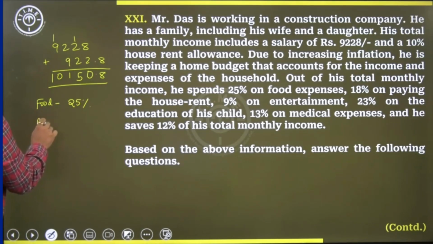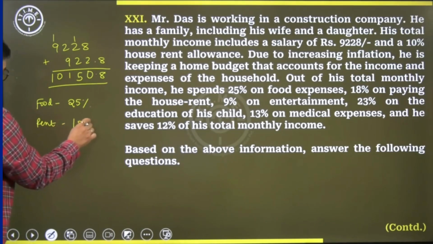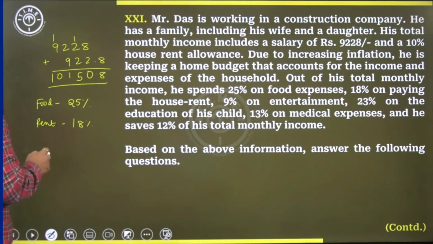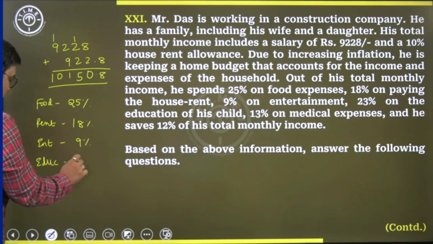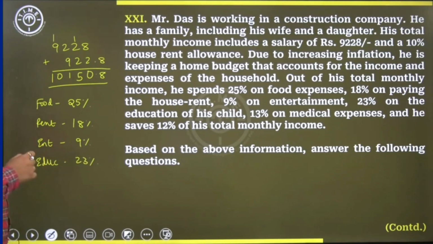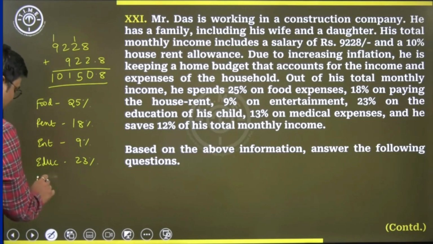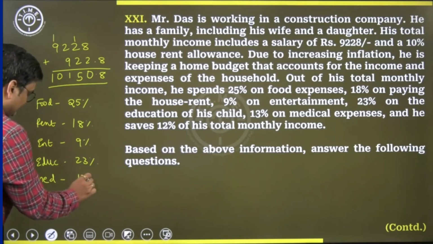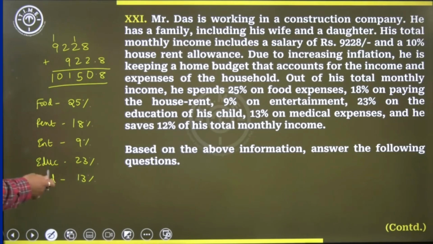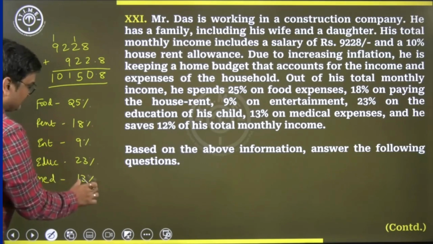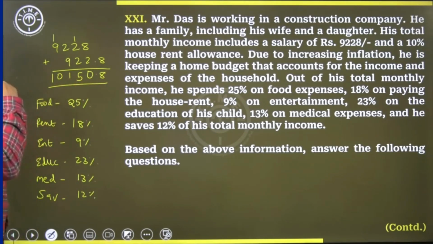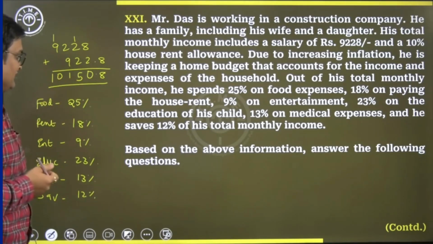18% on house rent, 9% on entertainment, 23% on education, 13% on medical, and he saves the remaining 12%. Now please note, all these percentages are calculated on this figure. Based on the above information, answer the following questions.